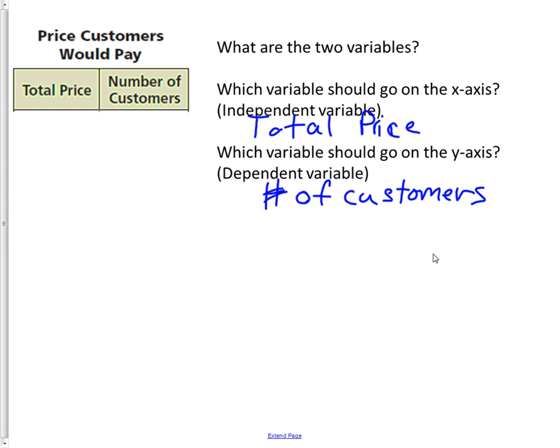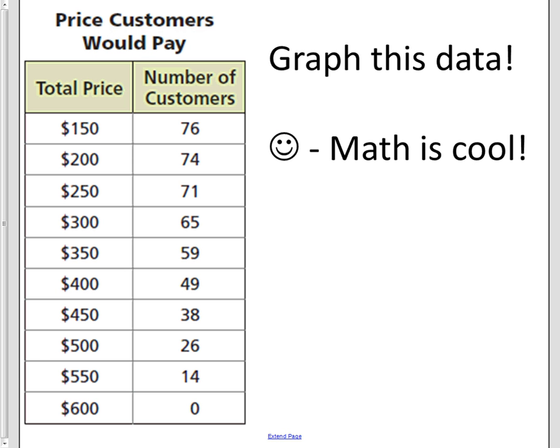If something is overpriced, well, there's not going to be as many customers. If something is underpriced, people might think, well, is the quality all that great? Something like that. Well, let's look at our next chart. These are the prices for what they're going to charge for this biking tour. And these are the number of customers that said, yeah, I would pay that. 76 people said they would pay $150. 74 said they would pay $200. 71, 65, 59, 49, 38, 26, 14, and 0 people would pay $600.